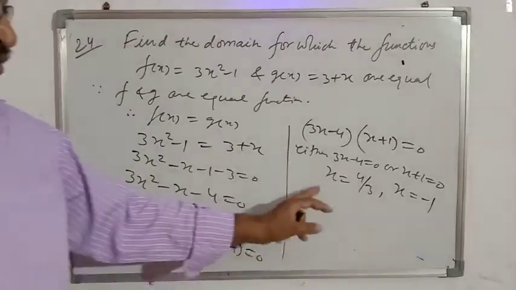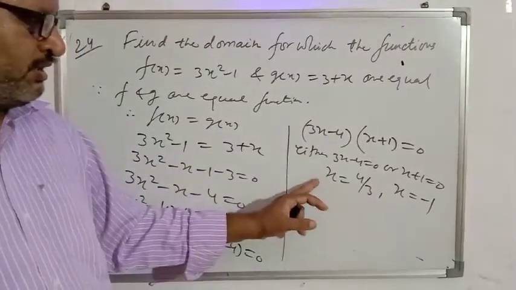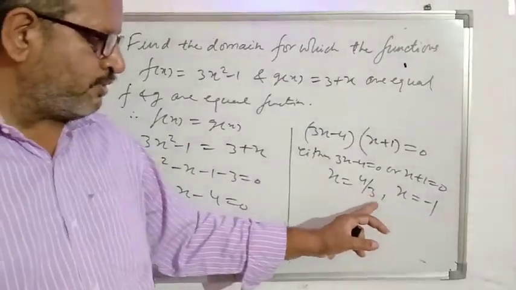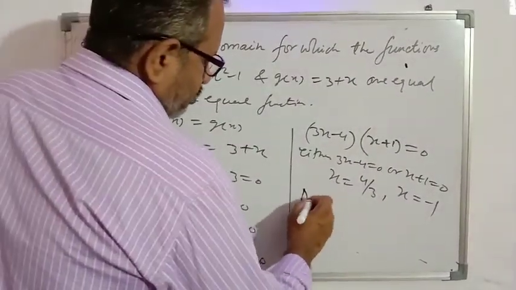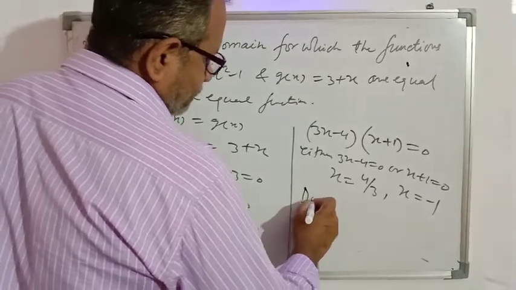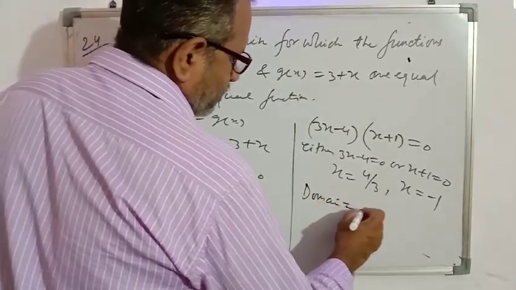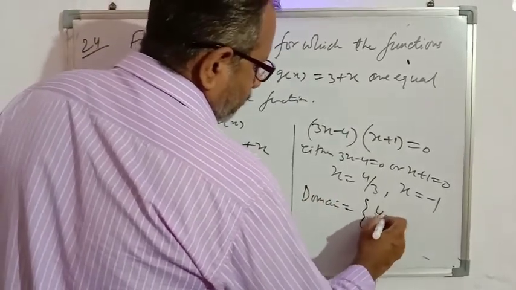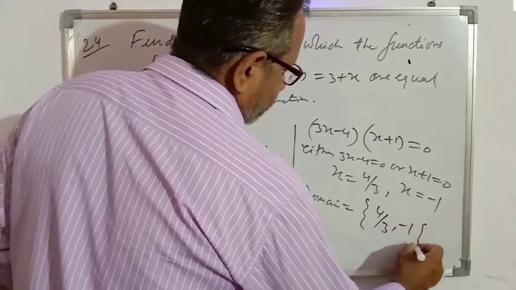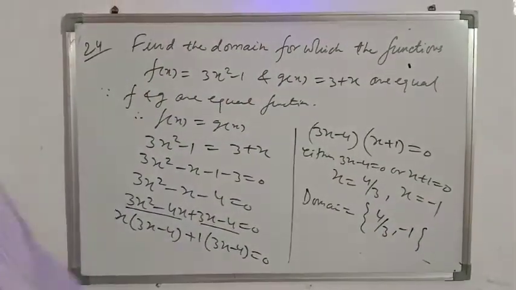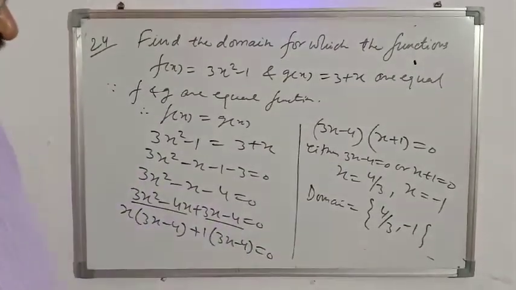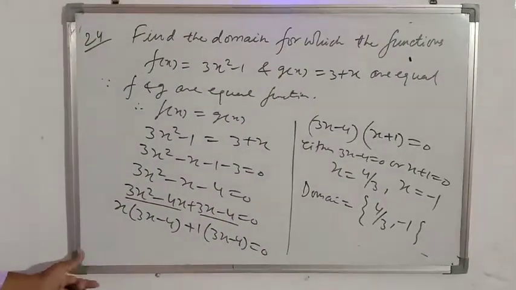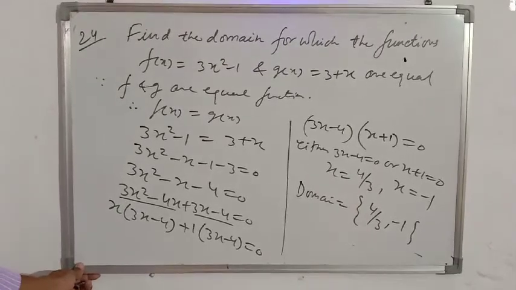So we are getting two values of x. So in the domain only two elements, 4 by 3 and minus 1. So the domain of the function is 4 by 3 and minus 1, only two elements. So this is the domain of both the functions f and g, 4 by 3 and minus 1. So this is the last question of exercise 2.4.